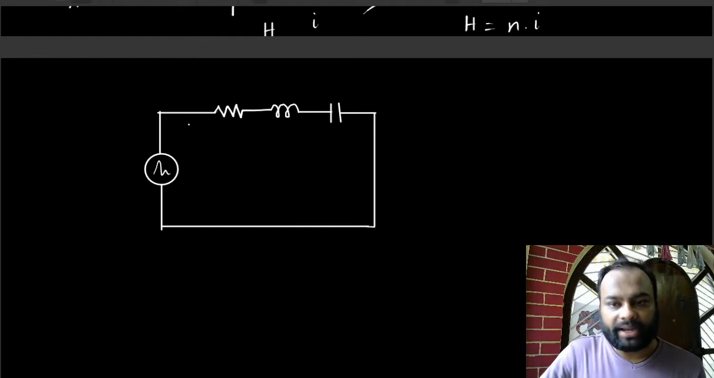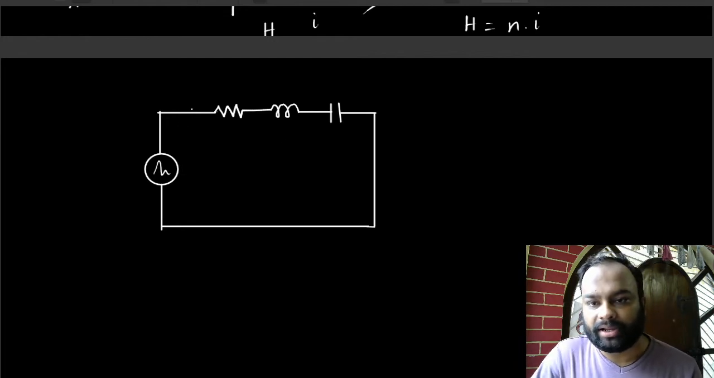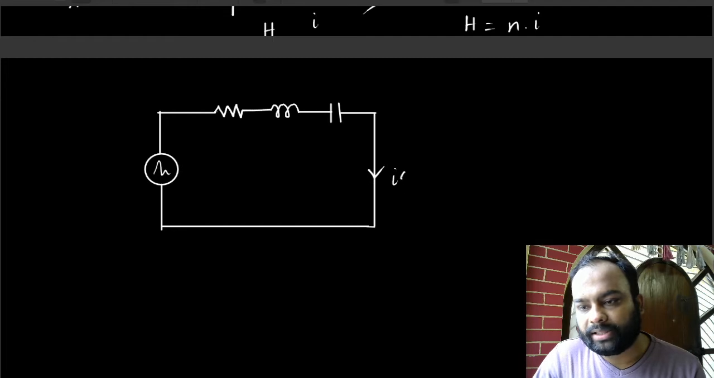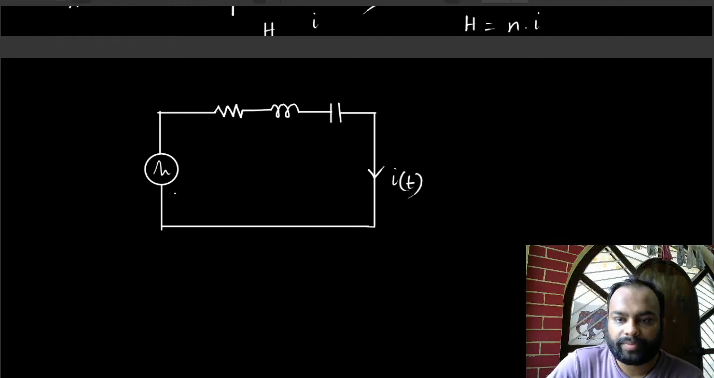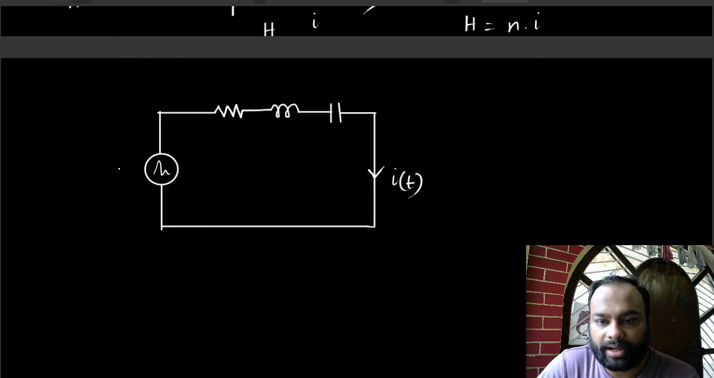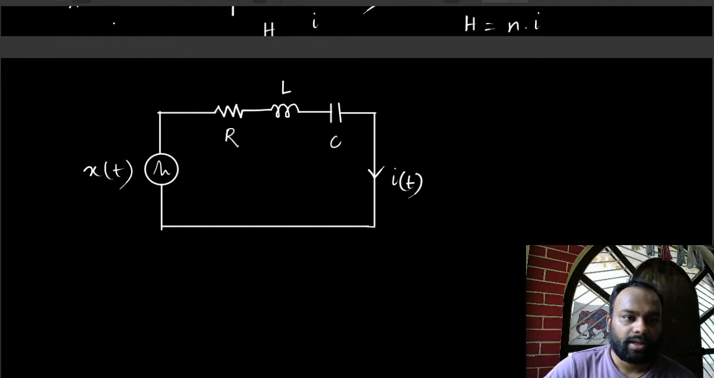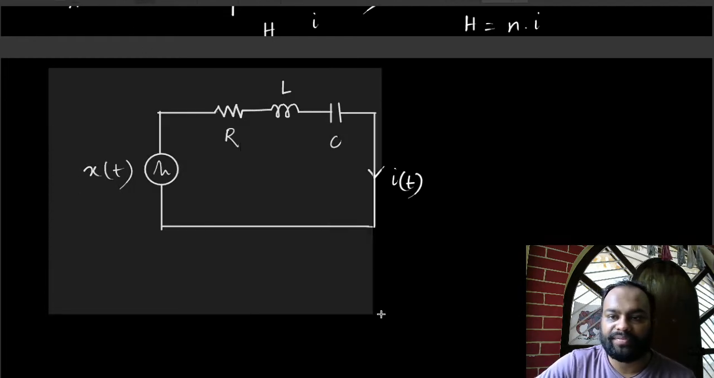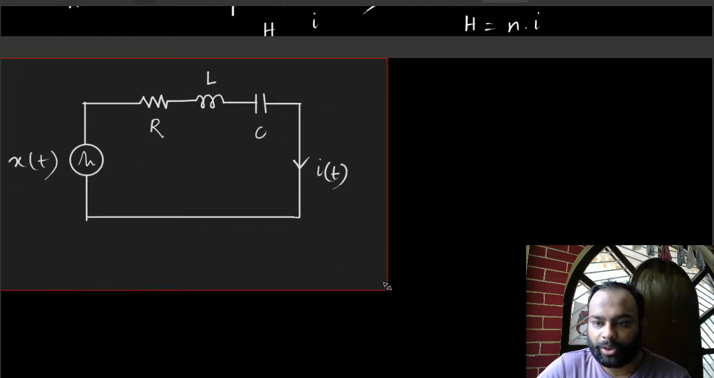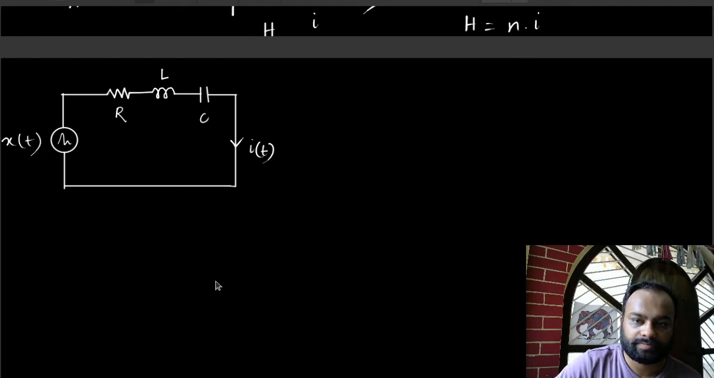But the point is I'm now considering the current through everything to be the output. So this is the current through everything, right? I'm considering that to be the output. And again, this is the input. So this is R, this is L, this is C. Again, if you have any query up to this point, feel free to ask. I can always go back and answer your questions.